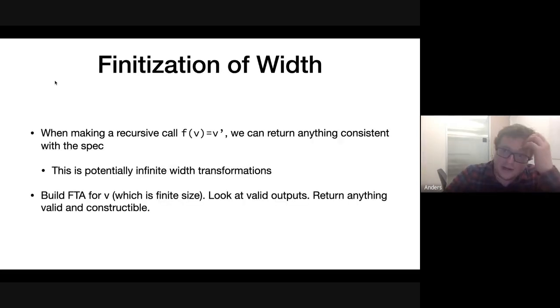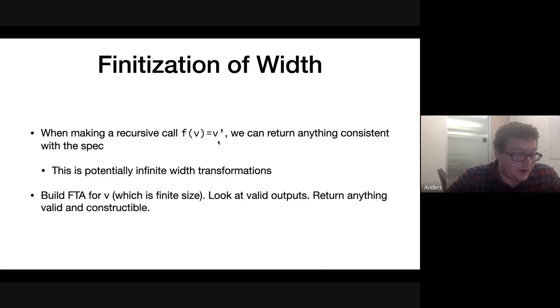We also do a finitization of width. So I talked a little bit about how we do finite depth, where you synthesize only to a finite depth, so you don't iteratively continue building up. But we have this recursive call f of v equals v prime, where we can return anything consistent with the spec. This is like anything. So, it's pretty hard to talk about, well, we can just return anything. This allows for infinite width of transitions because you can transition to anything.